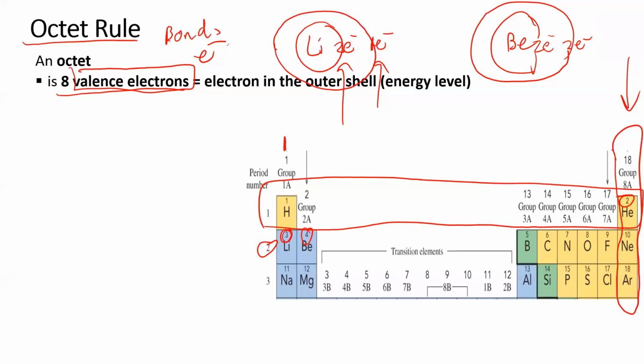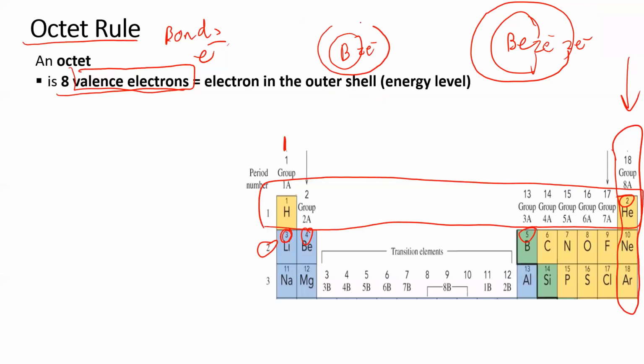So boron has 5 electrons. Where are those 5 electrons going to go? Well, here's boron. The first 2 go in the first shell. There's no more room. So out of the 5, 2 go in the first, where do the other 3 go? The second.